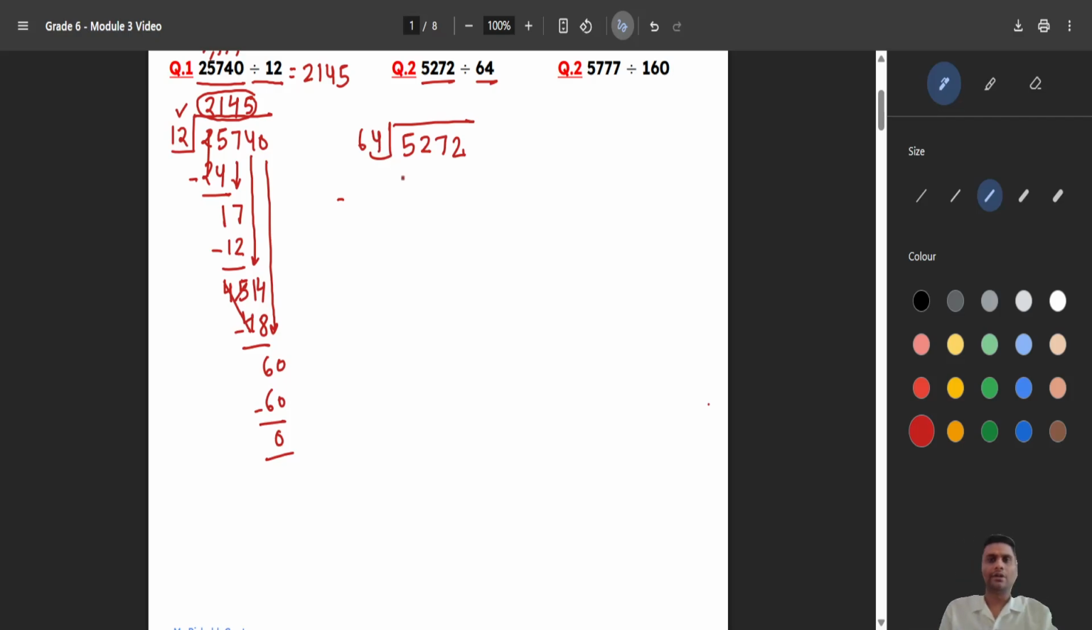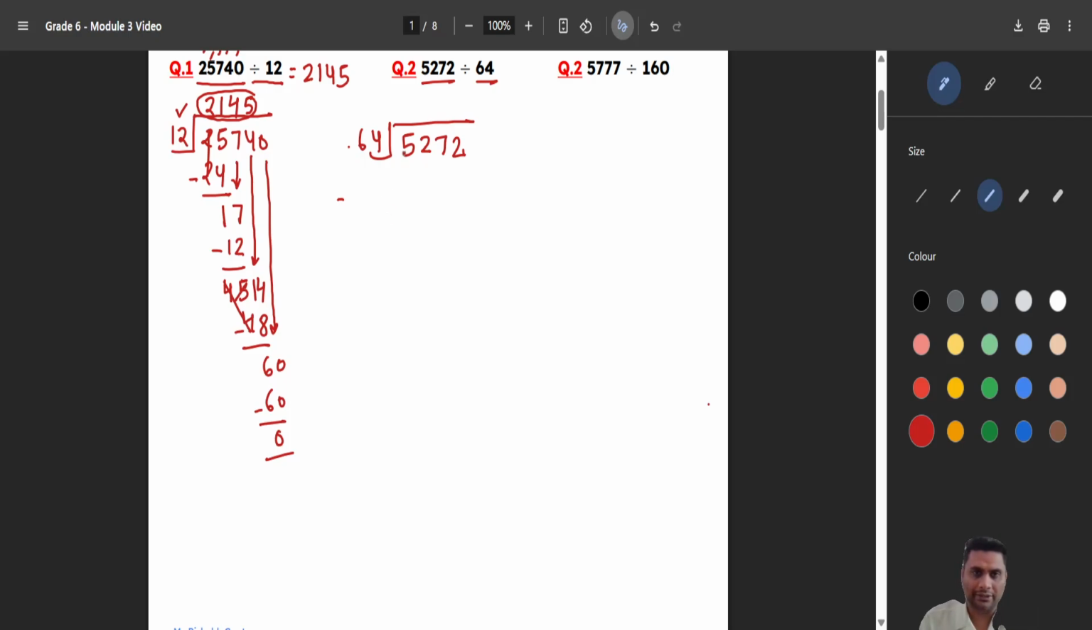Okay. Now, the rule was inside I need a bigger number or equal number, correct? If I check 5, the 5 is smaller than 64. If I take 52, 52 is again smaller than 64. So I will take 527 because 527, the 3 digits, they are bigger than 64. Now you must be thinking that 64 is a big number. Everyone does not know the table of 64. So how will I choose now that 64 times how much will give me this number?